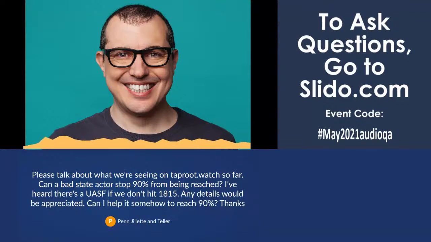Pendulet and Teller ask, please talk about what we're seeing on taproot.watch so far. Can a bad state actor stop 90% from being reached? I've heard there's a user-activated soft fork if we don't hit 1815. Any details would be appreciated. Can I help to somehow reach 90%? Thanks. That's a great question. Let's look at what Penn and Teller are talking about here.